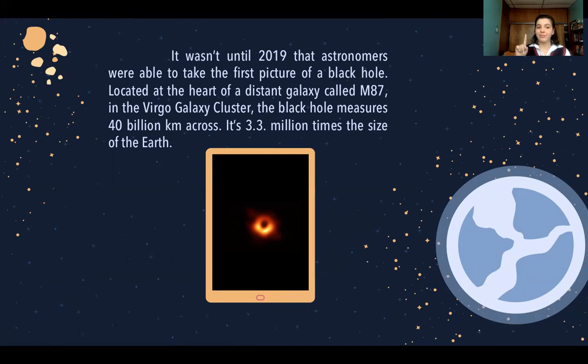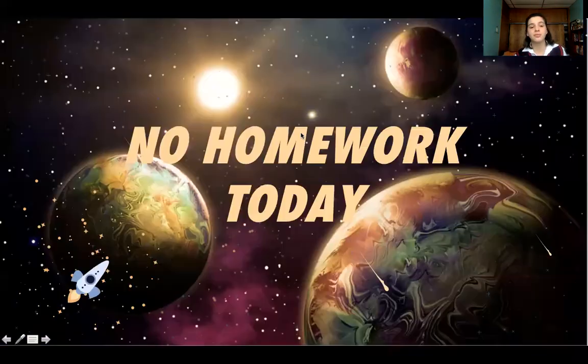So, it's in another galaxy, very far away from us, and that's the reason why we're not in danger. But if that object were to get closer to us, we would have no chance of escaping it because it's 3.3 million times bigger than our entire planet. There's no escaping it. So thankfully, super far away.